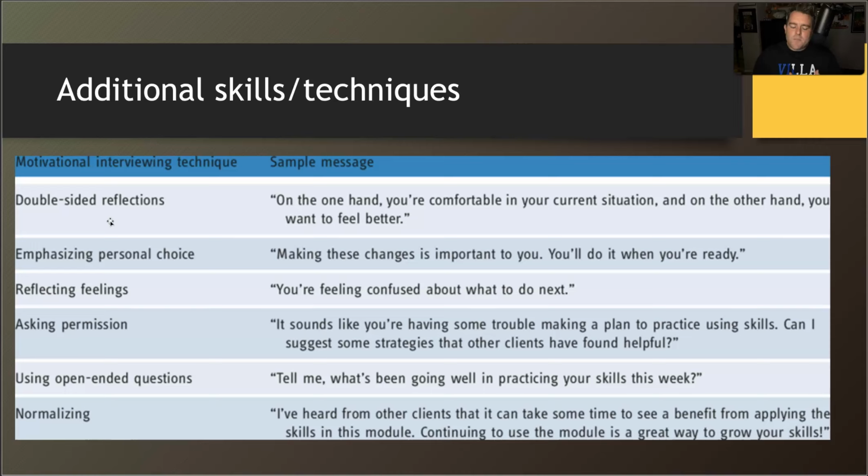Okay. We can always ask for permission. It sounds like you're having trouble making a plan. Can I offer some suggestions, or would you be open to some suggestions? Because sometimes, and I've noticed this in my career, I can jump into problem solving and they're not ready for that. So oftentimes I will offer it up, like, would you be open to some ideas? Okay. And then the open-ended question I talked about, and then normalizing, like, yeah, this takes some time. Acknowledge, normalize what's going on. Yes, this is a struggle, and that can help them to not feel like, oh my God.